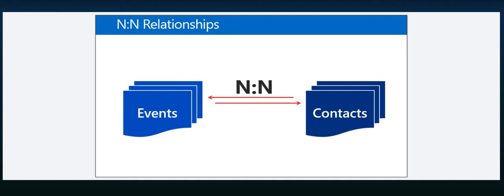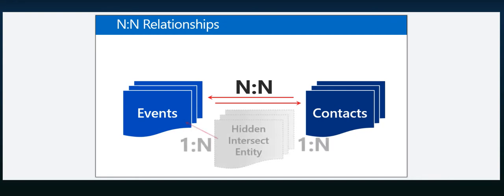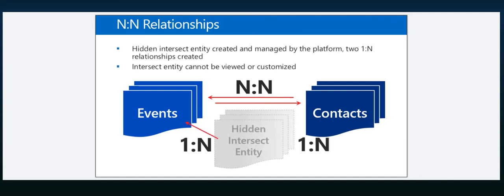So we have the many-to-many relationship, and as I mentioned, they have a hidden intersect entity in there. And when you create a many-to-many relationship in Dynamics 365, that hidden intersect table is just auto-magically created in the background. You don't even notice it. You just establish the relationship, and then you can start connecting records. You cannot view it, you cannot customize it. It's basically just there.